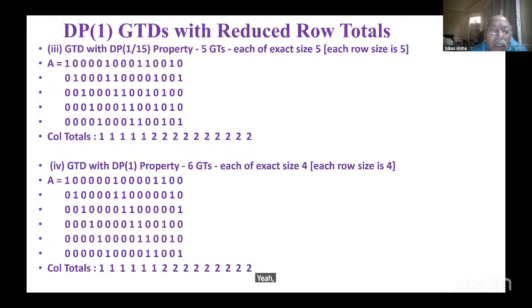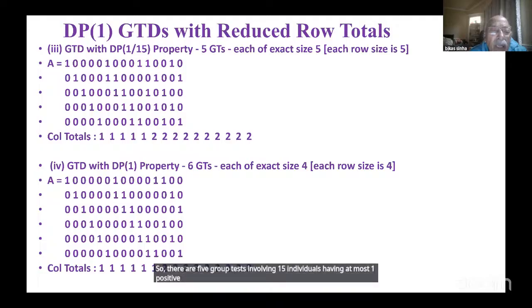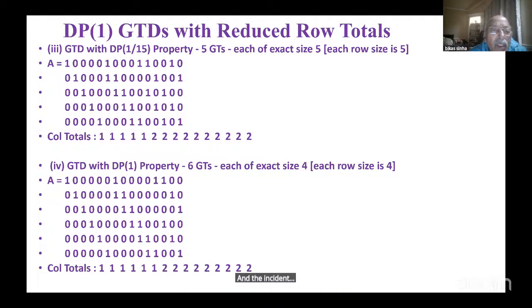Here we have got exact size 5. So there are 5 group tests involving 15 individuals having at most 1 positive, and the incidence of these individuals in terms of the blood sample goes like 1 and 2. So you have this row total 5. That means you are pulling the blood from at most 5 individuals, and the incidence of the individuals in the different tests goes as 1 and 2. It's not too much from any individual.